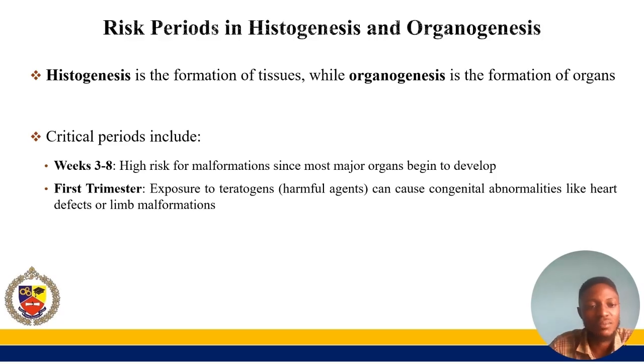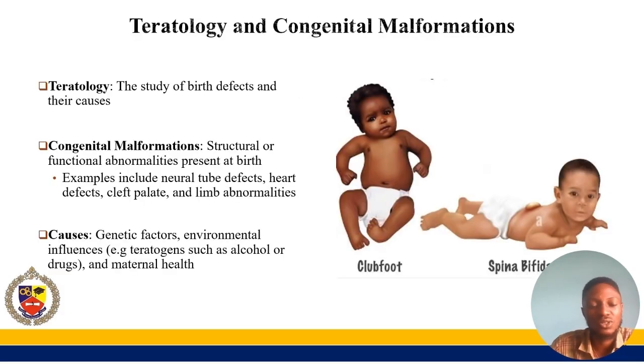And the first trimester is the period of exposure to teratogens, and these are harmful agents which can cause what we call congenital abnormalities like heart defects or limb malformation. So this is a diagram of congenital malformations, that is birth defects, when a baby is born with some abnormalities.